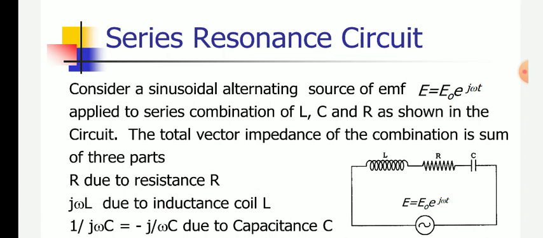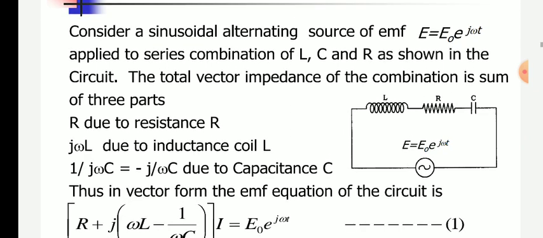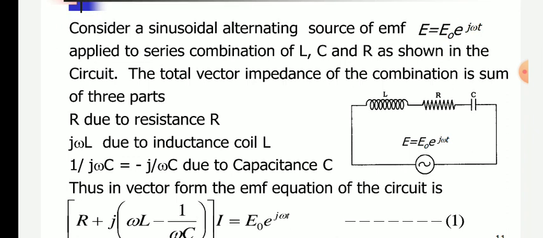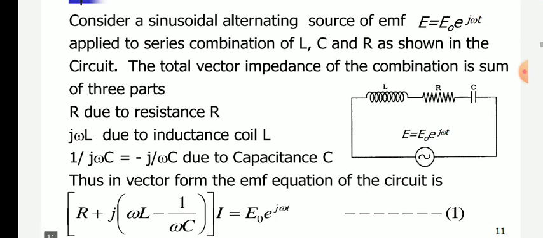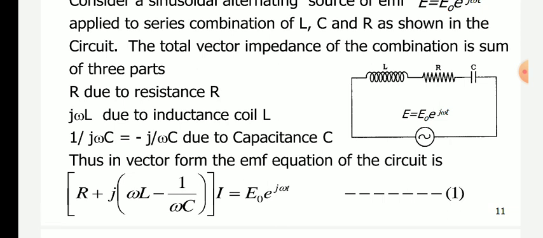The total vector impedance of the combination is the sum of three parts: R due to the resistance R, j omega L due to the inductance coil L, and 1 over j omega C, that is equal to minus j divided by omega C, because 1 over j can be written as minus j, due to the capacitance C. So you have to represent this, because the current is not in phase with the voltage in case of L and C.